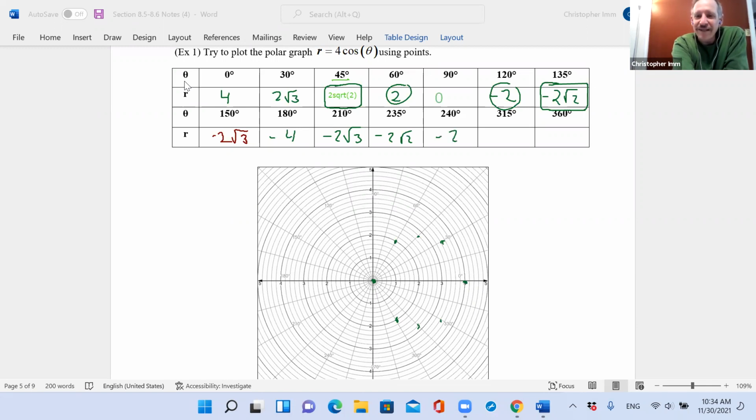Oh, and now I'm in 315. So I've jumped over to quadrant 4, and those are positive. So that's going to be a 2 root 2. And then 360 is going to be back at 4. So I claim that that's just going to revolve around the circle again.